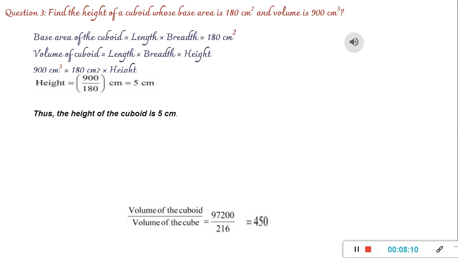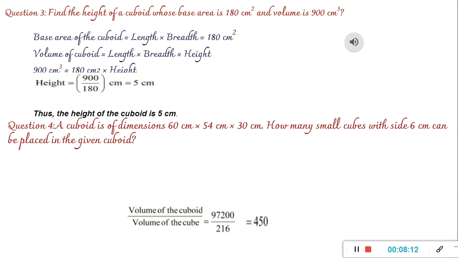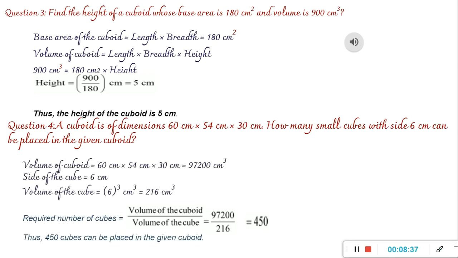Right? Now see question number 4. A cuboid is of dimension 60 centimeter into 54 centimeter into 30 centimeter. How many small cubes with a side 6 centimeter can be placed in the given cuboid? Here in this case, a number of something we want to find. Then first we have to find the volume of both the bigger one and the smaller one. So first we can take the volume of cuboid, that is 60 into 54 into 30, that is length into breadth into height. That would be 97,200 centimeter cube.